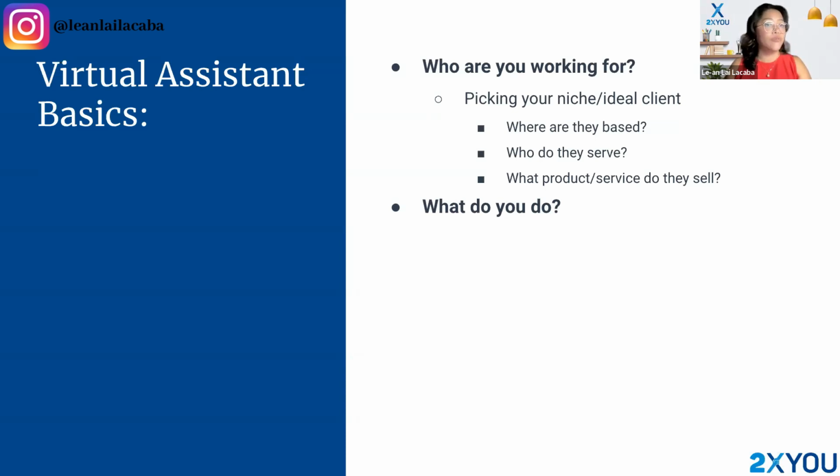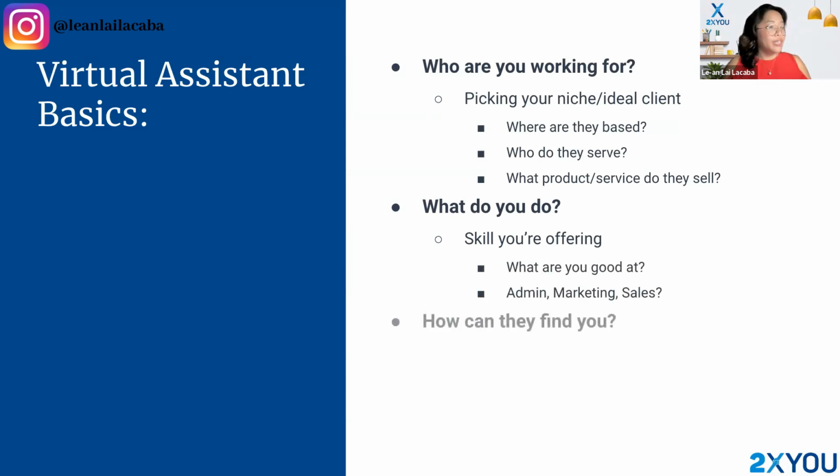So next is, once you have a good picture of who you're working for, you want to have a good vision of what you do. What are the things that you'll be offering to your target audience? So it goes down to, what is the skill that you're offering? What are you good at? Is it admin? Is it marketing? Is it sales?